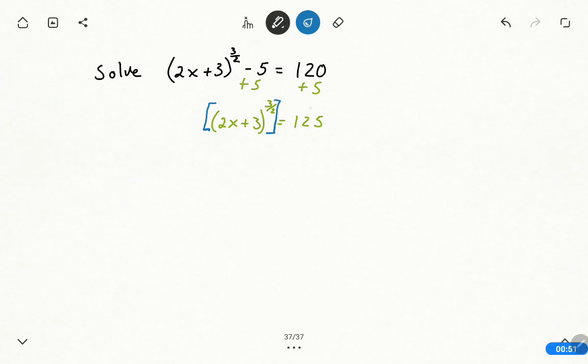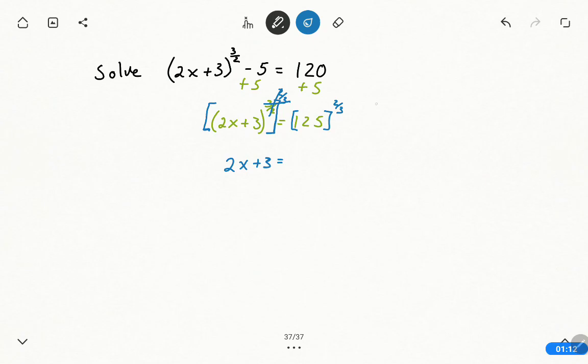raise both sides to the reciprocal power. Reciprocal meaning the same fraction flipped. So 3 halves, the reciprocal of 3 halves is 2/3. So I'm going to raise both sides to the 2/3 power. My exponents will now cancel out, leaving me with 2x plus 3.